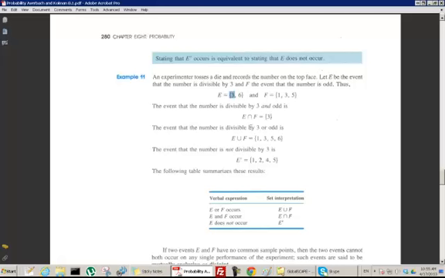The event that the number is divisible by 3 or odd is this. So or is union. The event that the number is not divisible by 3 is the things that are not in E. So 1, 2, it's E complement. Okay? So verbal expression E or F occurs, set interpretation E union F. Verbal expression E and F occur, set interpretation E intersect F. Verbal expression E does not occur, set interpretation is E prime.